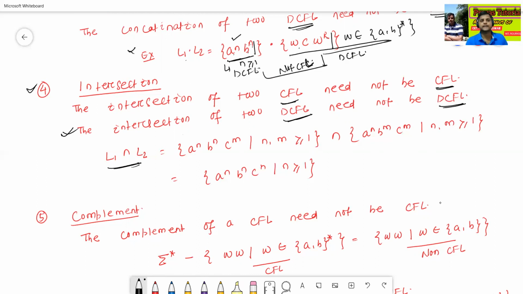Okay. Now we'll take the intersection of both. Now we'll see the first one, the context-free language.